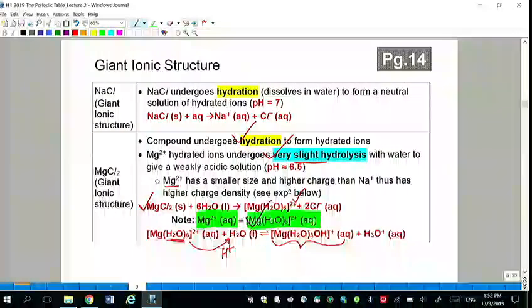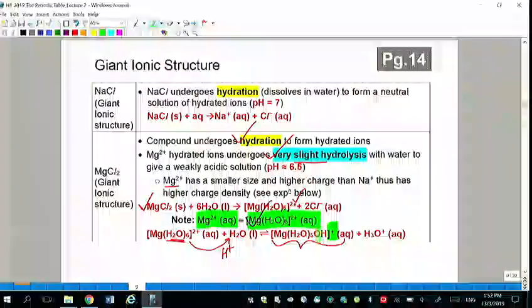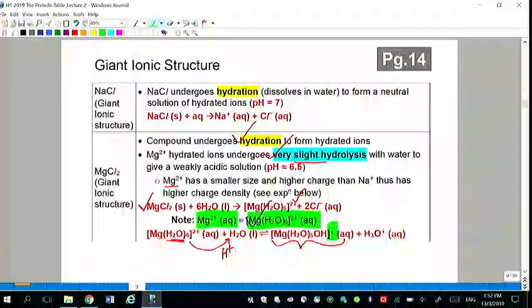Take note that over here, the charge becomes a plus, from 2+ to + because I know that OH- is a minus. So that is why there's a decrease in the overall charge. Then the product formed is H3O+. With the presence of H3O+, the solution becomes acidic. So take note that when you dissolve magnesium chloride, the pH of the solution is going to be 6.5.